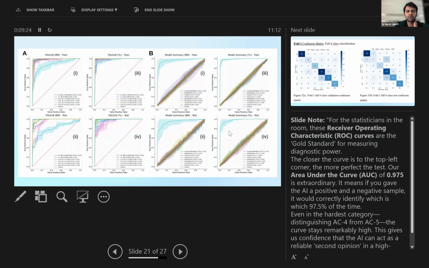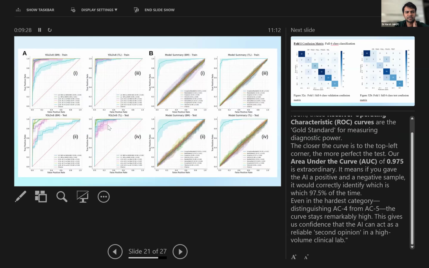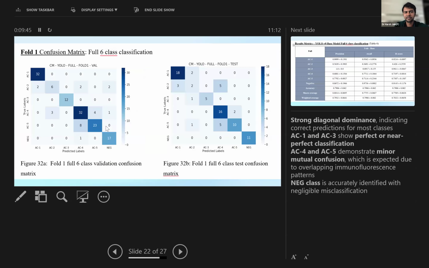So our YOLO model did very well in distinguishing, but the only problem was distinguishing between AC4 and AC5. That was a bit of trouble. We also face problems when trying to distinguish between AC4 and AC5. So we will have to provide more data to the AI so that it doesn't make such mistakes when distinguishing between AC4 and AC5.